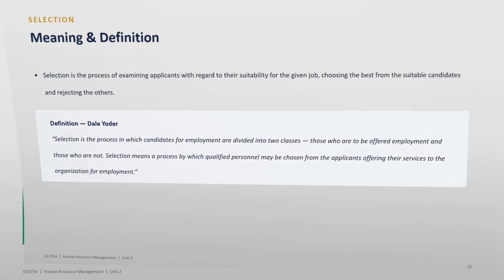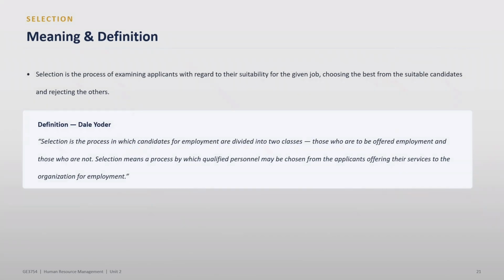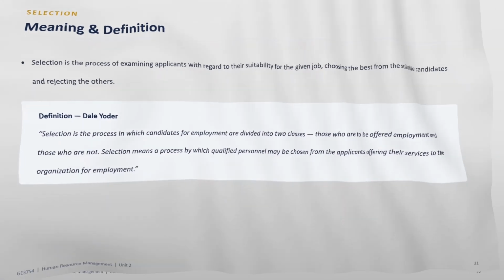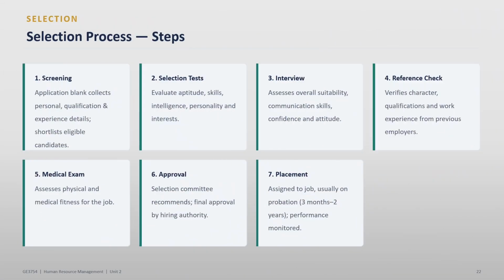Now we move to the next major topic, selection. Selection is the process of examining applicants with regard to their suitability for a particular job and choosing the most suitable candidate from among them. Recruitment and selection are closely related, but they have different purposes. Recruitment is mainly concerned with attracting candidates, whereas selection is concerned with choosing the most suitable candidate. According to Dale Yoder, selection is the process through which candidates are divided into two groups: those who are offered employment and those who are not.